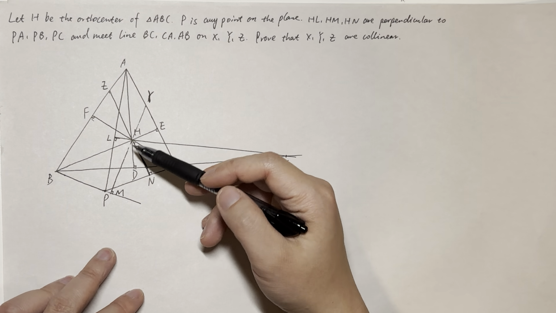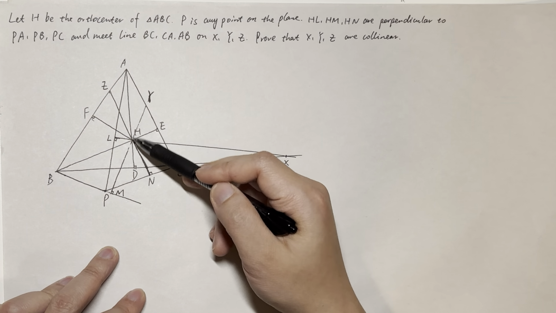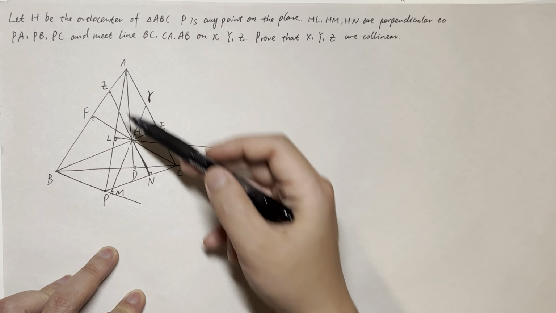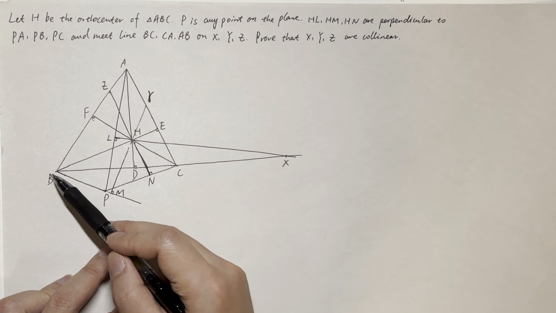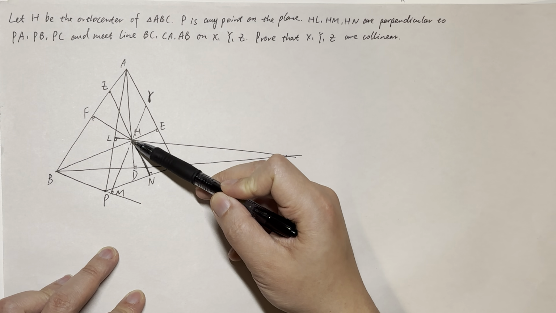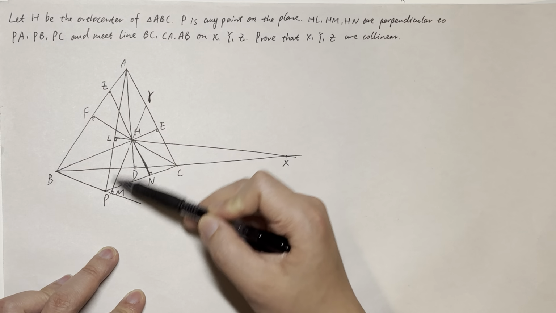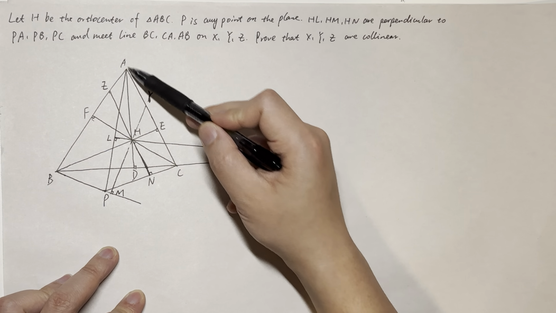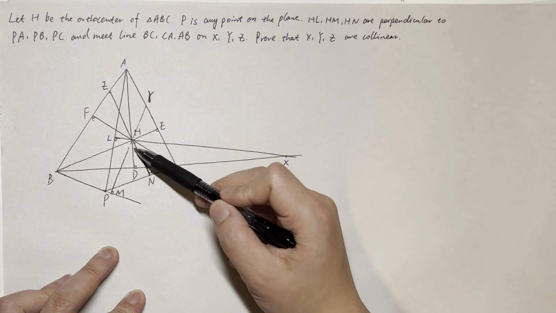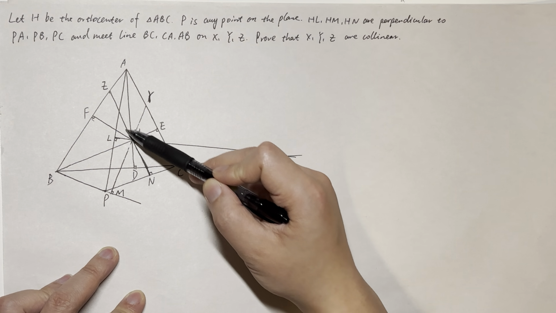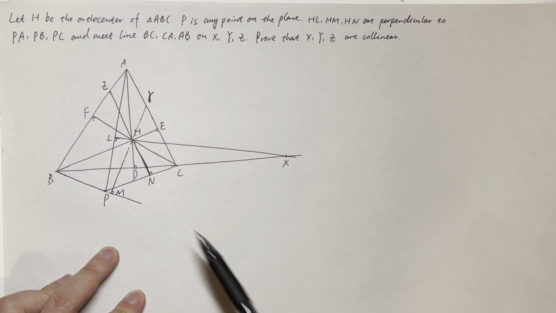So basically we have HL perpendicular to PA and meeting BC at X, right? And HM is perpendicular to PB and meets AC at Y. HN is perpendicular to PC and meets AB at Z. We want to prove that X, Y, Z are collinear.